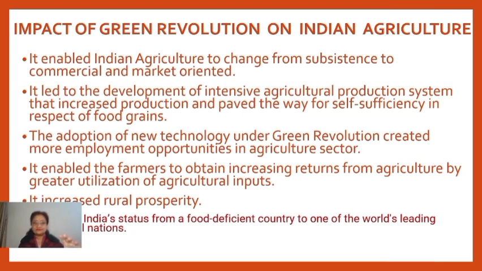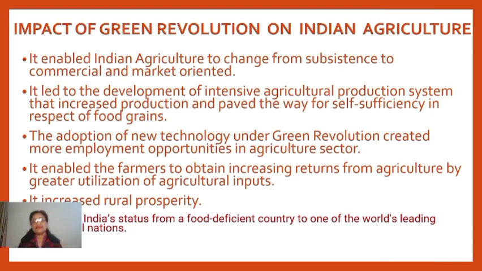We can discuss under these points. Number one, we can say that it enabled Indian agriculture to change from subsistence to commercial, or you can say market oriented. What is subsistence? We discussed it in the earlier part. Subsistence is that type of farming in which the farming is done with traditional methods, and moreover it is meant totally for their own consumption. The people involved in that farming produce all the crops just for their own consumption. This was the practice earlier in India, because we did not have so much food grain with us, so it was quite natural.